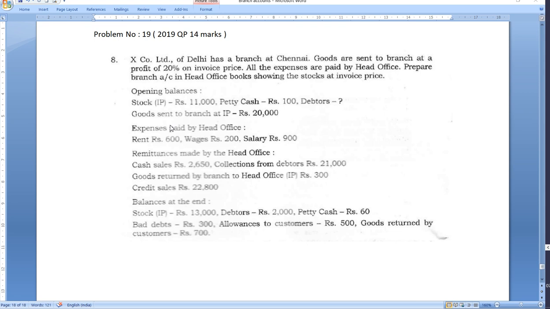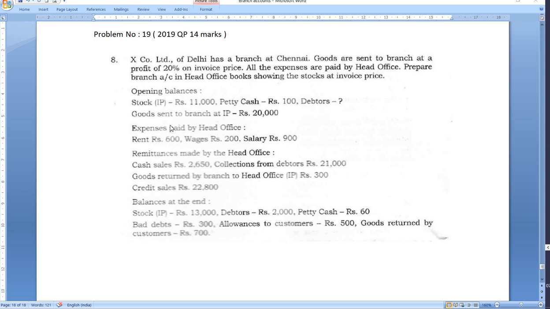Opening balances: stock at invoice price is 11,000. Debit side of the branch account: petty cash 100. Debtors is not given, so we have to find it out in the memorandum debtors account. That will be written on the debit side of the branch account, and again it will be called to balance brought down in the debtors account.